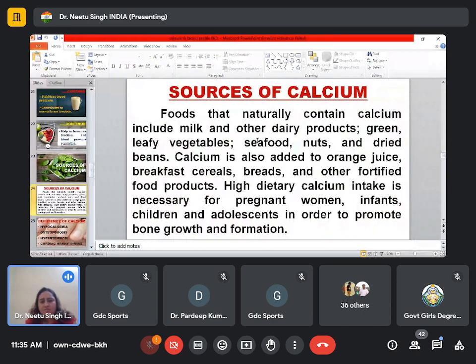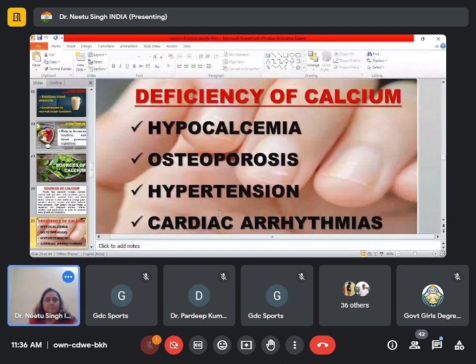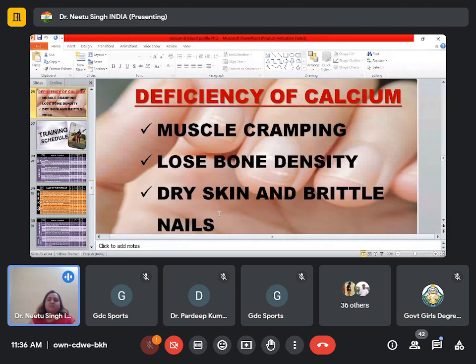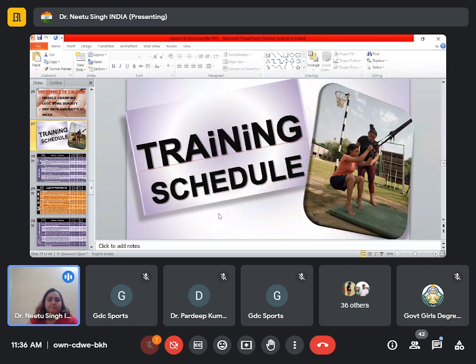These are some common sources of calcium, like milk, green vegetables, soya food, nuts, and dry beans. Calcium needs are greater for pregnant women, infants, children, and adolescents, in order to promote bone growth and formation. Deficiency of calcium causes hypocalcemia, osteoporosis, hypertension, cardiac arrhythmia, and many more deficiencies, but we are short of time, so I will take a few of them.